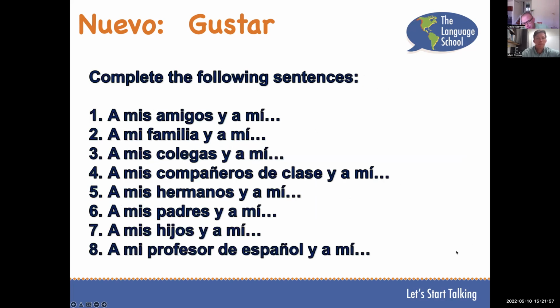Complete the following sentences with the verb gustar, still talking about. A mis amigos y a mí gusta ir al cine. So here you also have to say nos. Oh, okay. A mis amigos y a mí nos gusta ir al cine. Perfecto, muy bien.